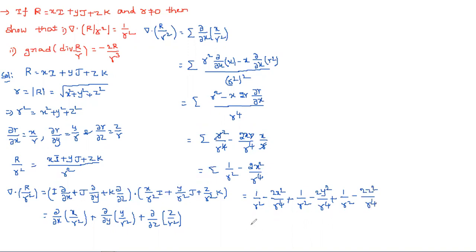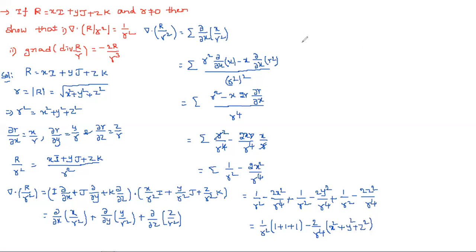So this is the one you will get if you do it as it is without writing summation. Now if you observe, 1 by r square is common, so what about that? 1 plus 1 plus 1. And next, which one is the common one? Minus 2 by r power 4 is the common one. Then what about the remaining one? x square plus y square plus z square.